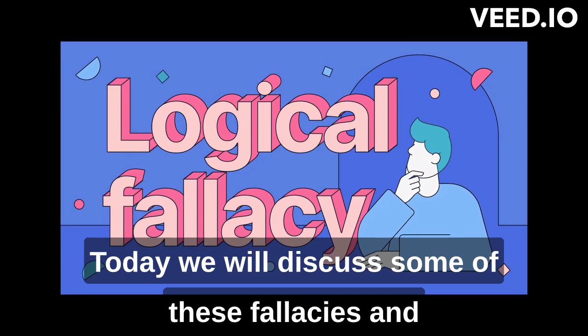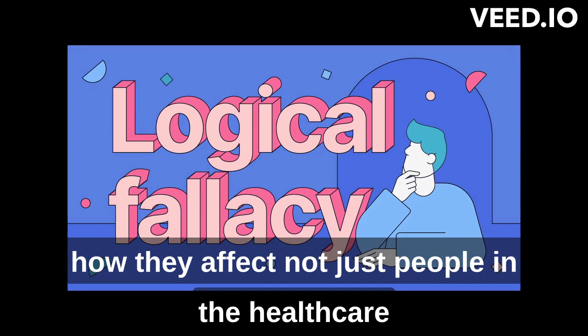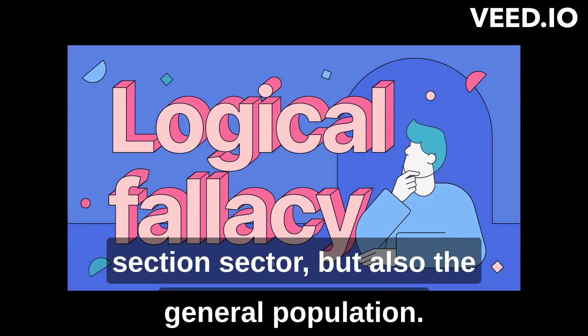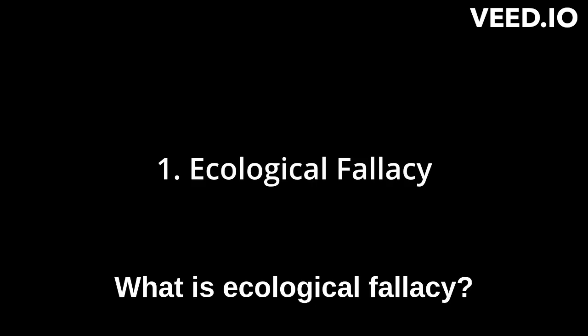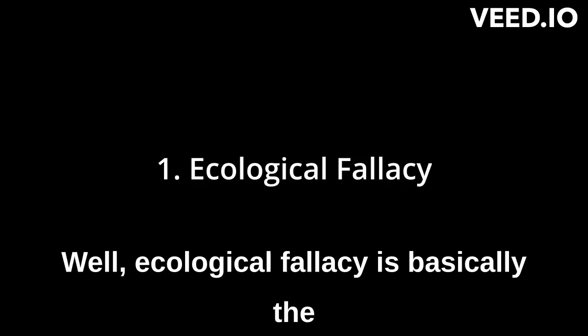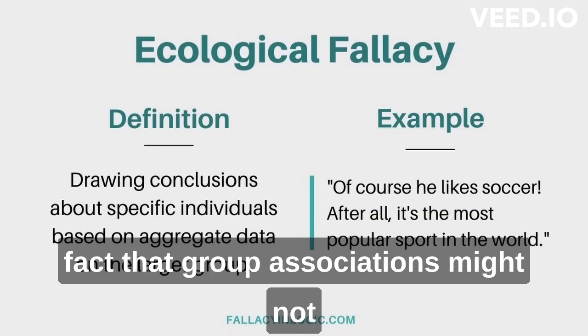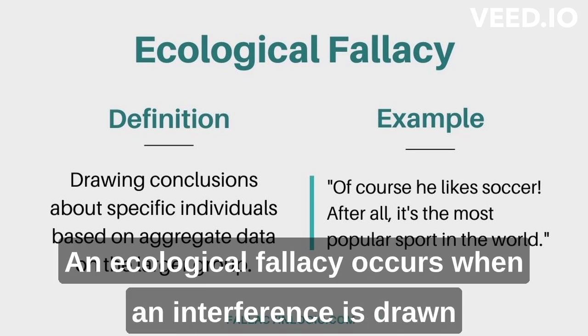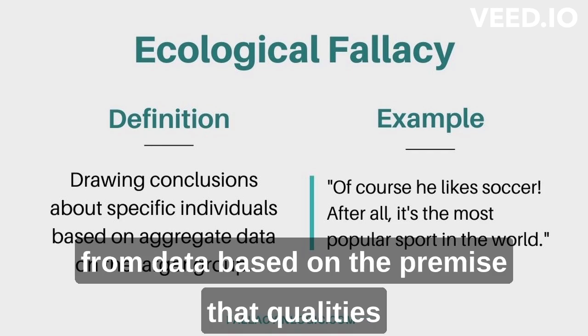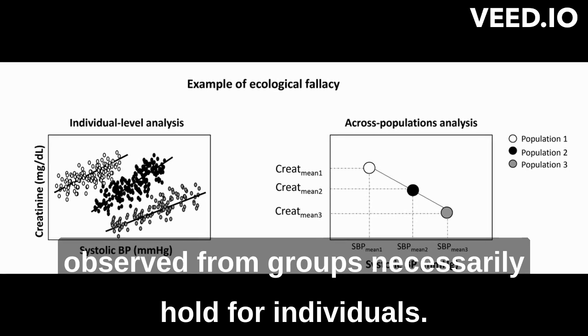Today, we will discuss some of these fallacies and how they affect not just people in the healthcare sector, but also the general populace. Number 1. So first off, ecological fallacy. What is ecological fallacy? Well, ecological fallacy is basically the fact that group associations might not be the same as individual associations. An ecological fallacy occurs when an inference is drawn from data based on the premise that qualities observed for groups necessarily hold for individuals.